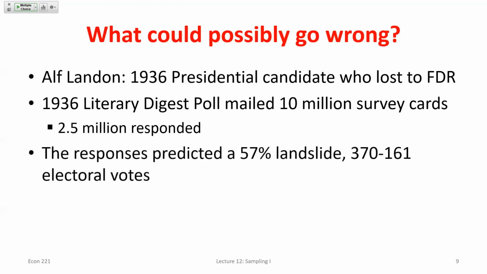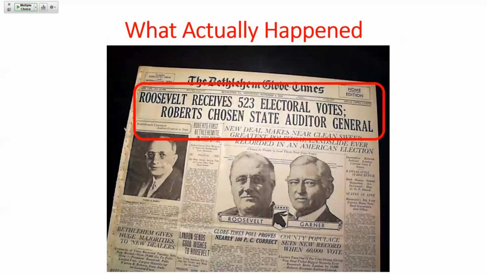So the responses predicted a landslide, 57% of the popular vote, and the electoral vote would be 370 and 161. However, they actually predicted it was going to be Landon who won. Now we know what actually happened is that Roosevelt won. Not only did he win, he won in a landslide, right? 523 of the electoral votes, which is unheard of. I don't know if this is the highest ever, since my history knowledge isn't up to snuff, but I imagine it ranks up there pretty high.